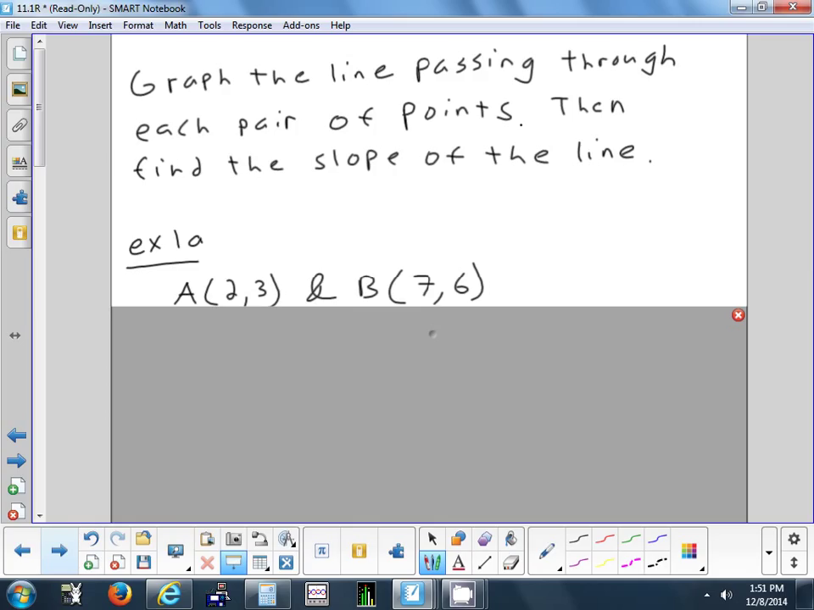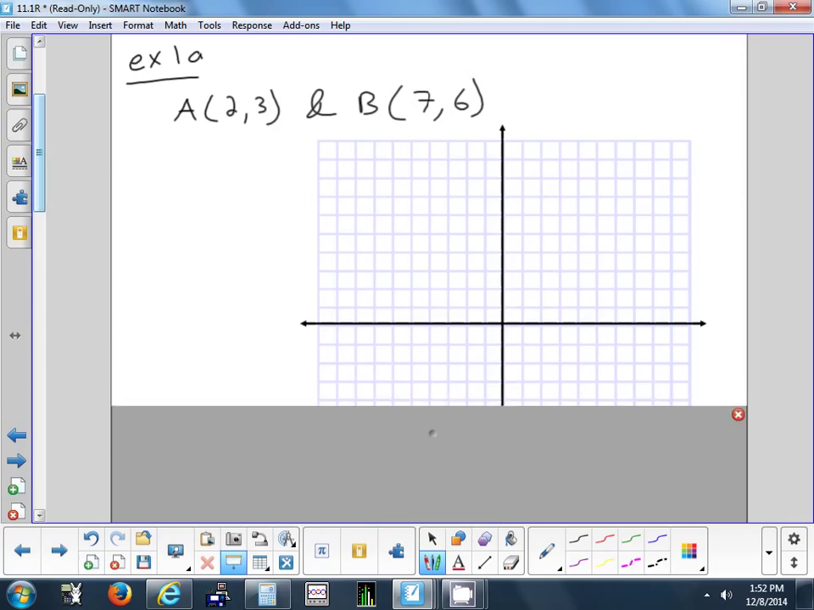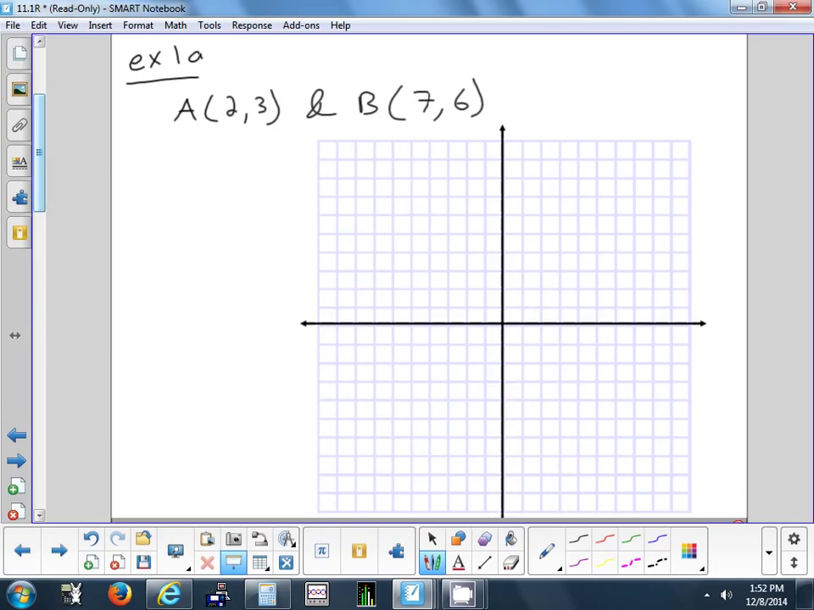So let's try graphing a couple points. This is a good review. Make sure we know how to graph a point, and then we'll draw the line and calculate the slope. So guys, these two are on the front page of your notes. Someone tell me, how do you get to the point (2, 3)?